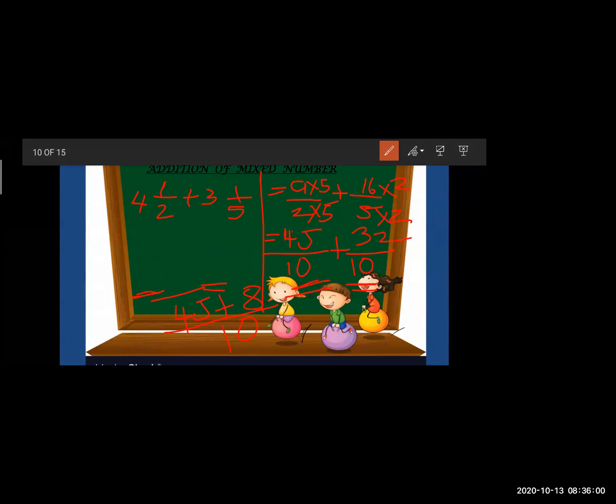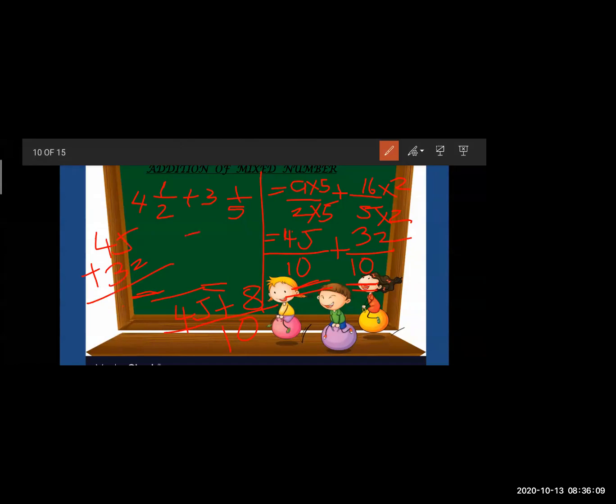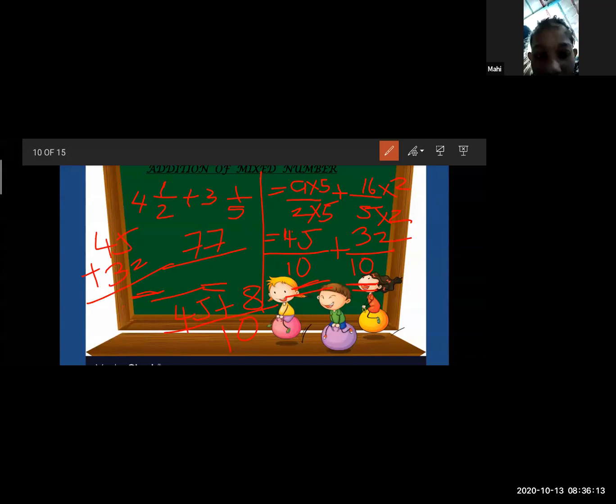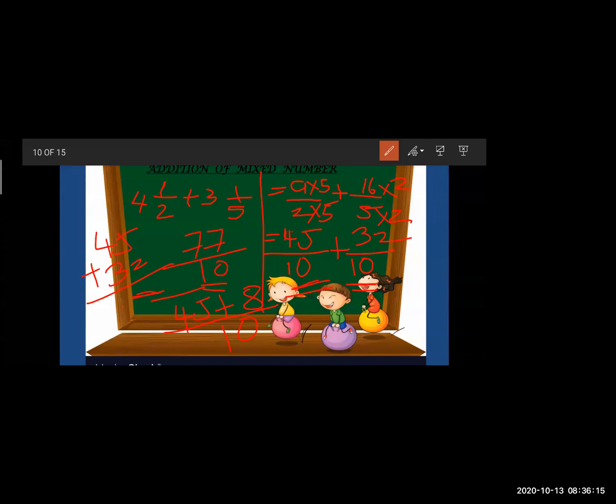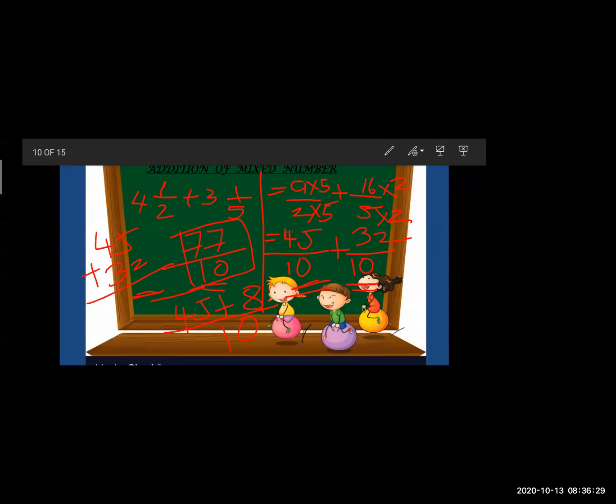So 45 plus 32 upon 10. What will be 45 plus 32? 45 plus 32 will give you 77. So your answer will be 77 upon 10. This is your final answer, 77 upon 10. And if you want to go further, you can just divide and convert it into a mixed number. This was the solution for addition.